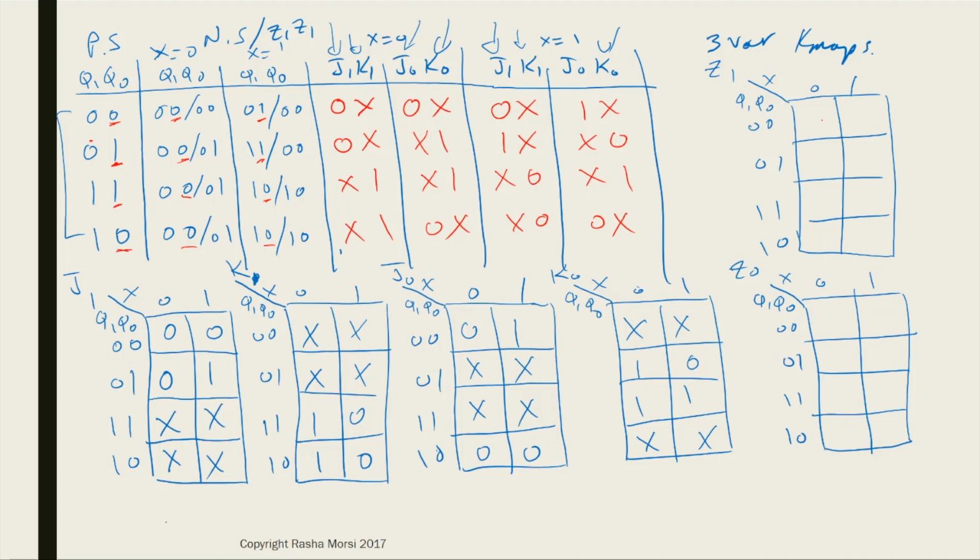Now we still have to do the Z1, Z0 output, so we go to the beginning of the state table and look at those and just copy them straight through. So you'll see that those will be the inputs for Z1, and these will be the inputs for Z0.